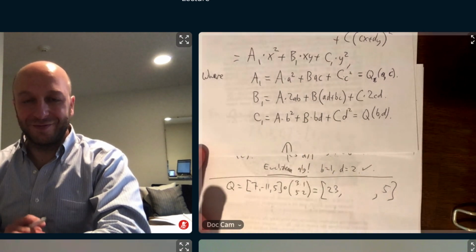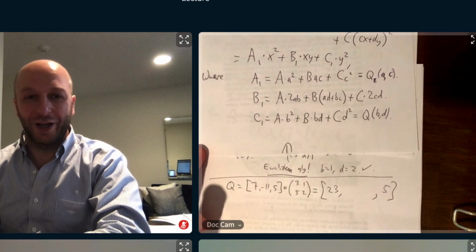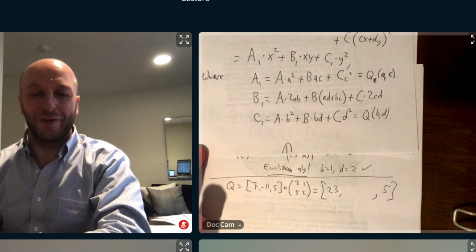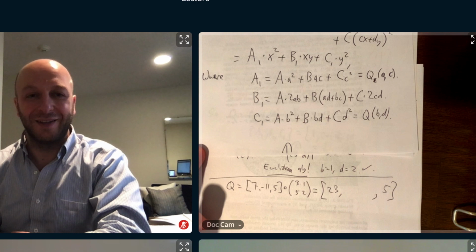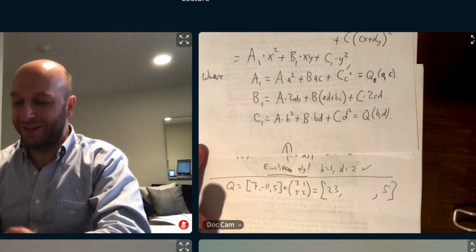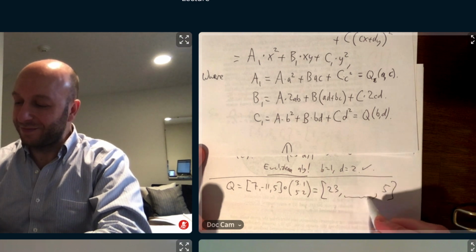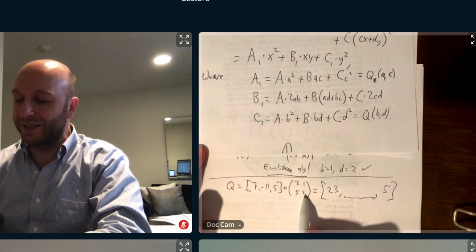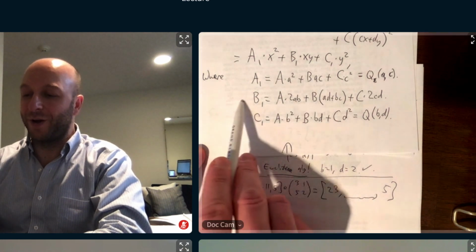Take 2 minutes and work out B1 and write the answer in the chat once you have it. Even if other people have already written it in, just write it in so that I know you also have the same thing. So work out B1. We know what big A, big B, big C are, little a, little b, little c, little d. Work out B1.